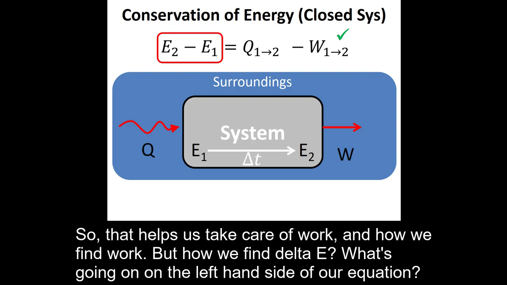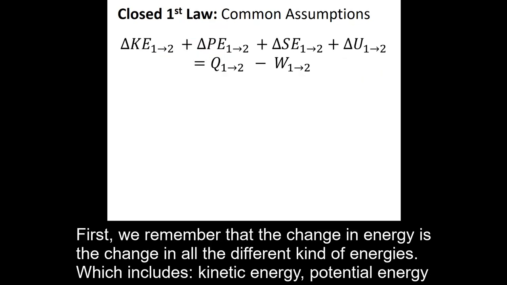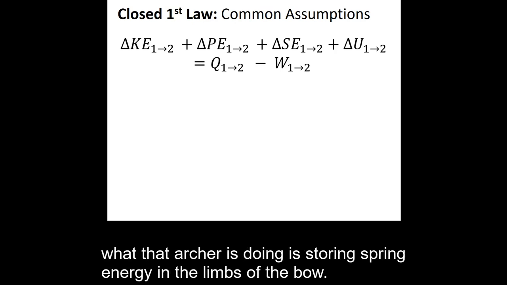So that helps us take care of work and how we find work, but how do we find delta E? What's going on the left-hand side of our equation? First, we remember that the change in the energy is the change in all the different kinds of energies, which include kinetic energy, potential energy, spring energy. So that's like, remember the archer pulling back on the string? What that archer is doing is storing spring energy in the limbs of the bow.